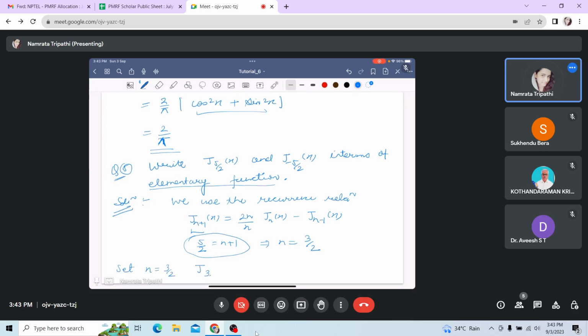So here Z 3 by 2 of x is equals to, after substituting 3 by 2, 2 will cancel, we'll get 3 by x Z 3 by 2 of x minus Z of 1 by 2. Now we have to find the value of this Z 3 by 2. Again we'll use this recurrence relation. In the LHS, it is 5 by 2. Yes, sorry, this is 5 by 2.